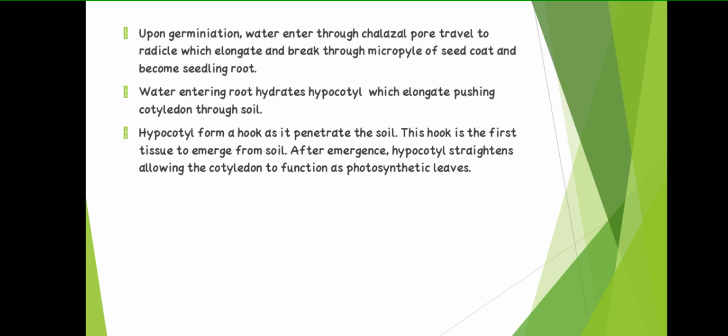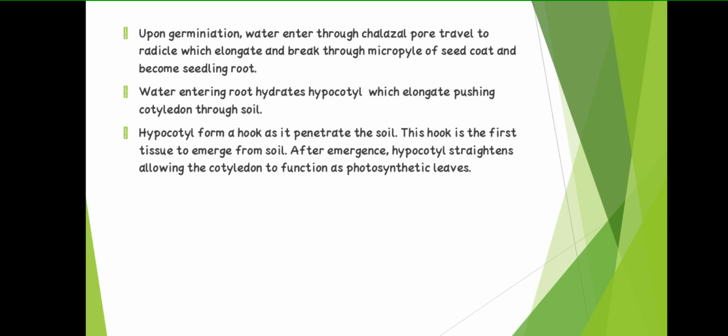Water entering this root hydrates the hypocotyl, which elongates and pushes the cotyledon through the soil. The hypocotyl forms a hook when it penetrates the soil, and this hook is the first tissue to emerge from the soil. After emergence, the hypocotyl straightens, allowing the cotyledon to function as photosynthetic leaves. This is how germination occurs in the seedling.